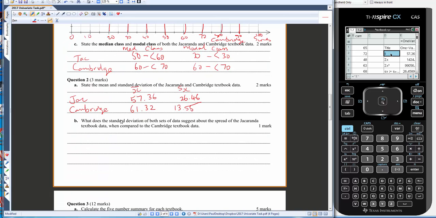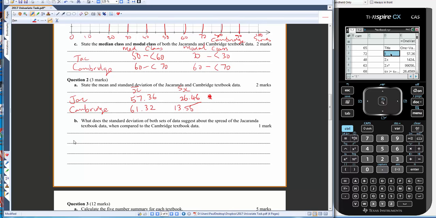Alright, so what does the standard deviation of both sets of data suggest about the spread of Jack versus Cambridge? Okay, well, the fact that Jack has got a much higher standard deviation suggests that it's got a larger spread. Okay, so you needed to allude to something like that.